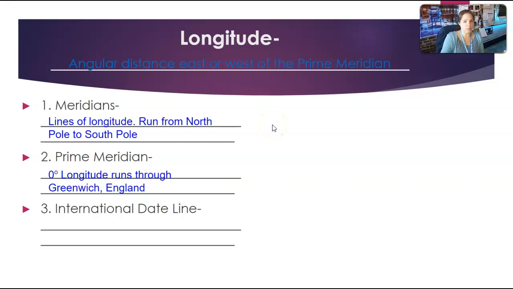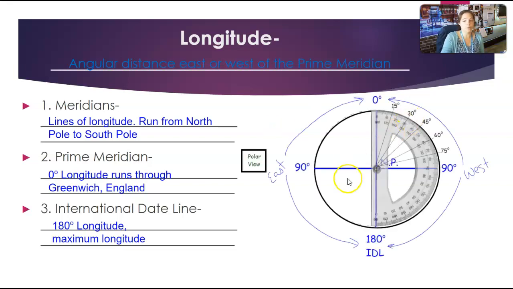And then the other line we need to know is at 180 degrees. This is our international date line. It is the maximum number for longitude. Don't mix up latitude with longitude. The highest you can go with latitude is 90. The highest you can go with longitude is 180. How do we figure that out?